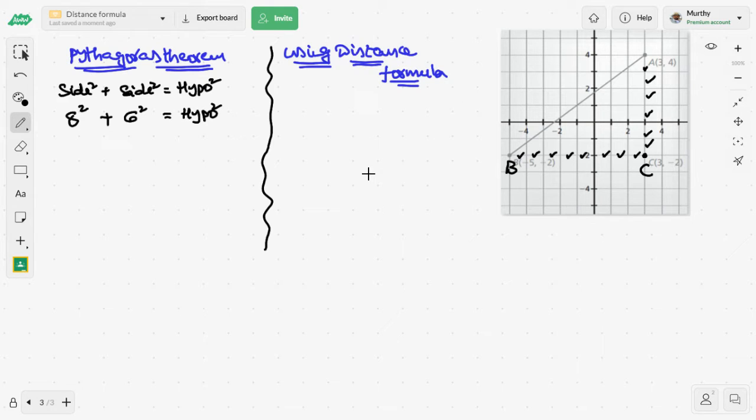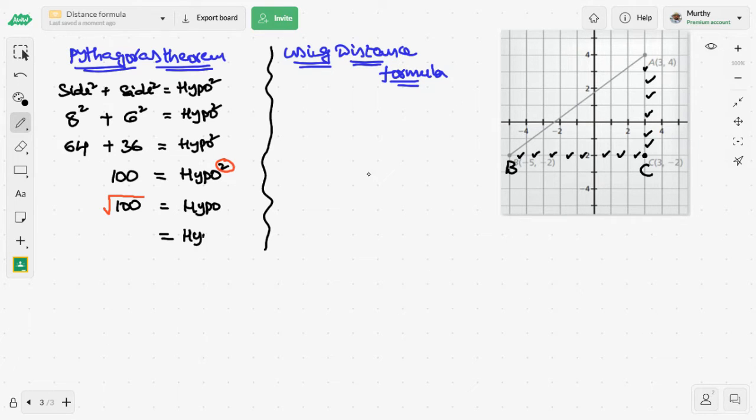So what is 8 square means? It's going to be 8 times 8, 64. 6 square, 6 times 6 is 36 equals to hypotenuse square. 64 plus 36 you may add, so that you get 100. You may use calculator. Then hypotenuse square is 100. As you know, to eliminate this one, on the other side we take a square root. So what is square root of 100 means? Either you can use calculator, or else it's a very simple answer to say that it is 10 units. So length of hypotenuse, which is AB here, length of AB equals to 10 units.